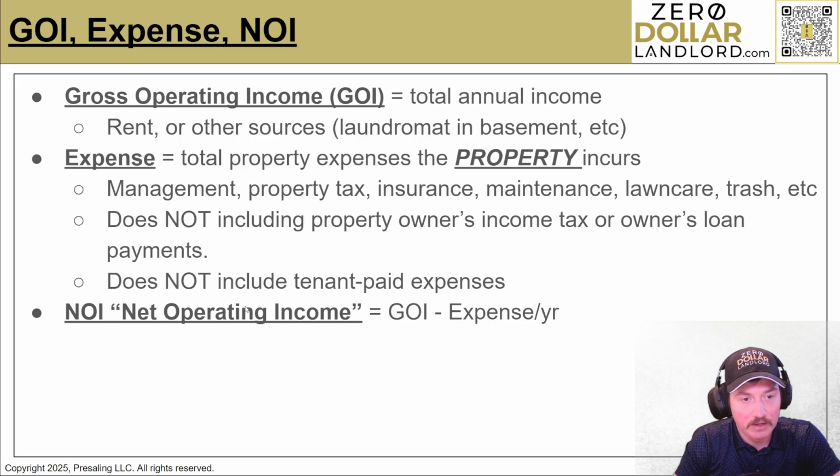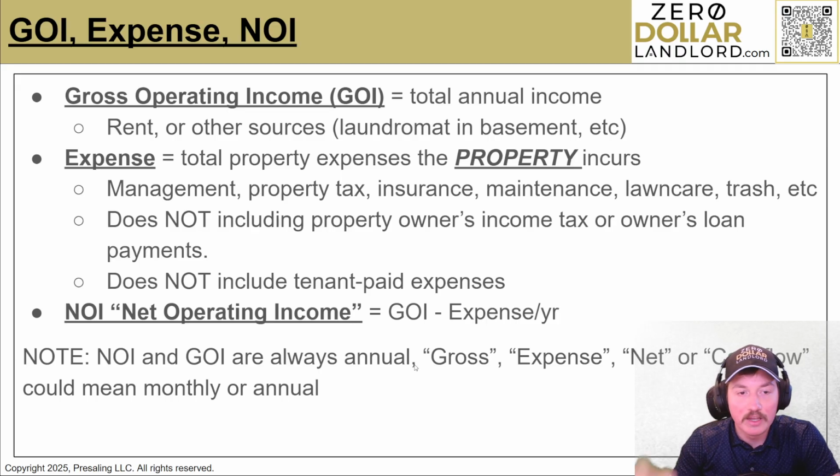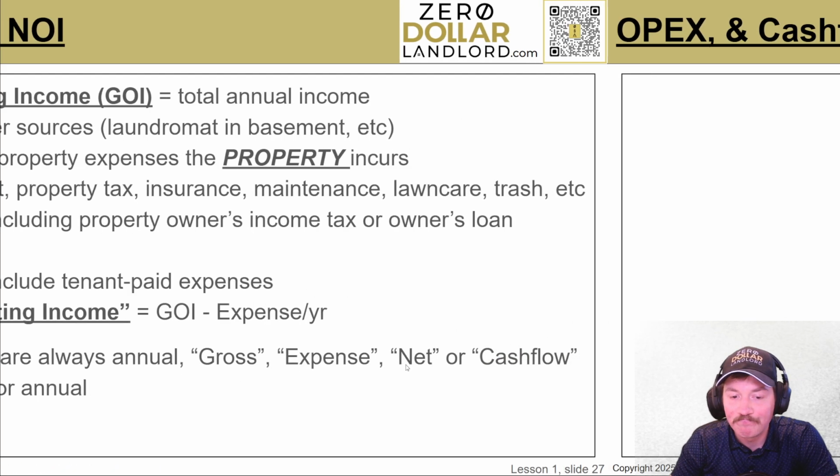So your net operating income, NOI, you're going to see this term a lot, so get used to it, is your net income for the year. So it's your GOI minus your expenses per year. And NOI and GOI, if you see those, they're by default always going to be annual unless it's specified otherwise. It might literally say per month or whatever else. But generally speaking, it will be annual by default.